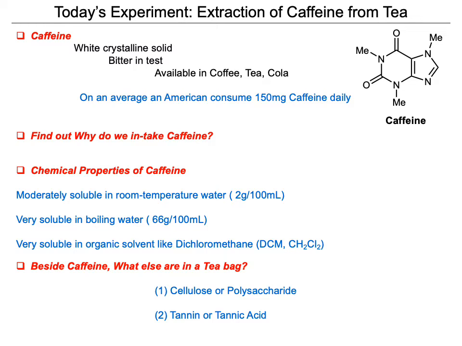Caffeine is a white crystal solid. It is moderately soluble at room temperature and very soluble in hot water, and also very soluble in organic solvents like dichloromethane. You know that dichloromethane is not highly polar; it is a moderately polar solvent.